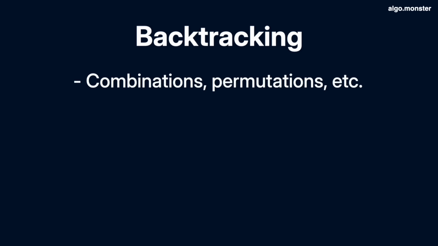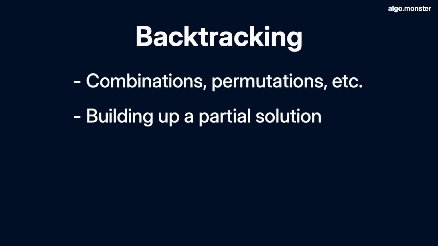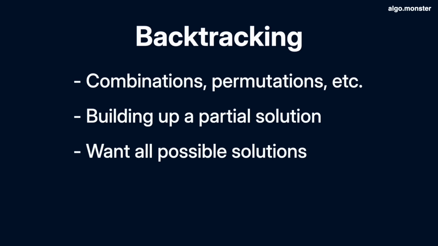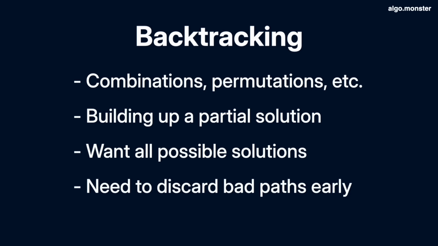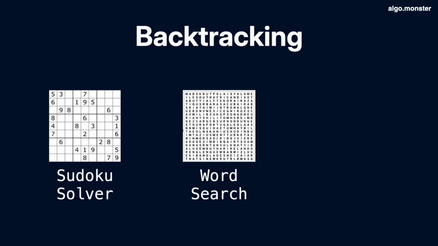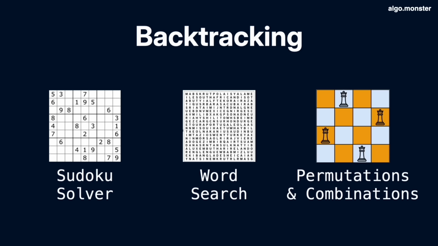You use backtracking when the solution involves combinations, permutations, partitions, or paths. You're building up a partial solution, one step at a time. You want all possible solutions, or the first valid one, and you need a way to discard bad paths early instead of exploring them fully. It's commonly used in Sudoku solvers, word searches, subset and permutation problems, and constraint-based problems like n-queens.